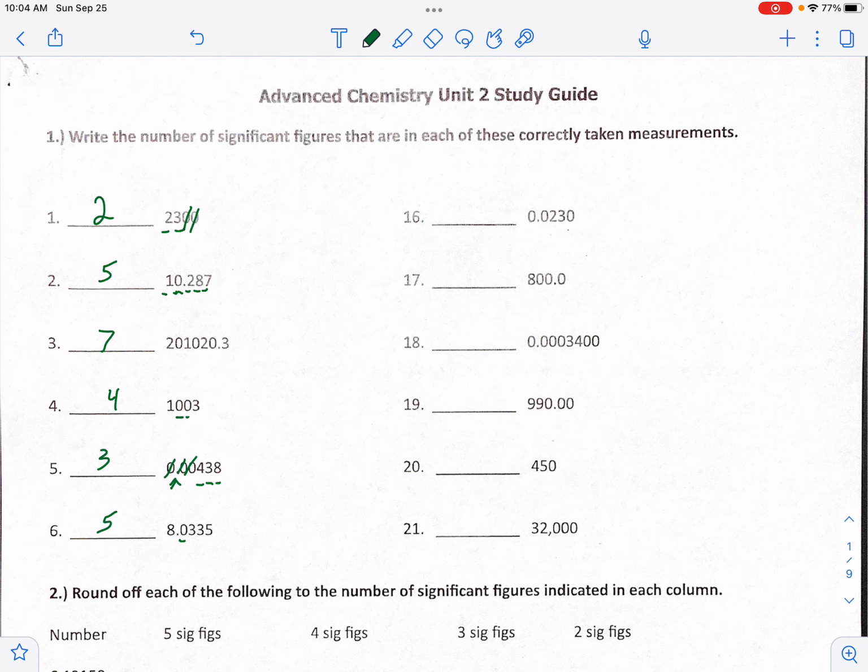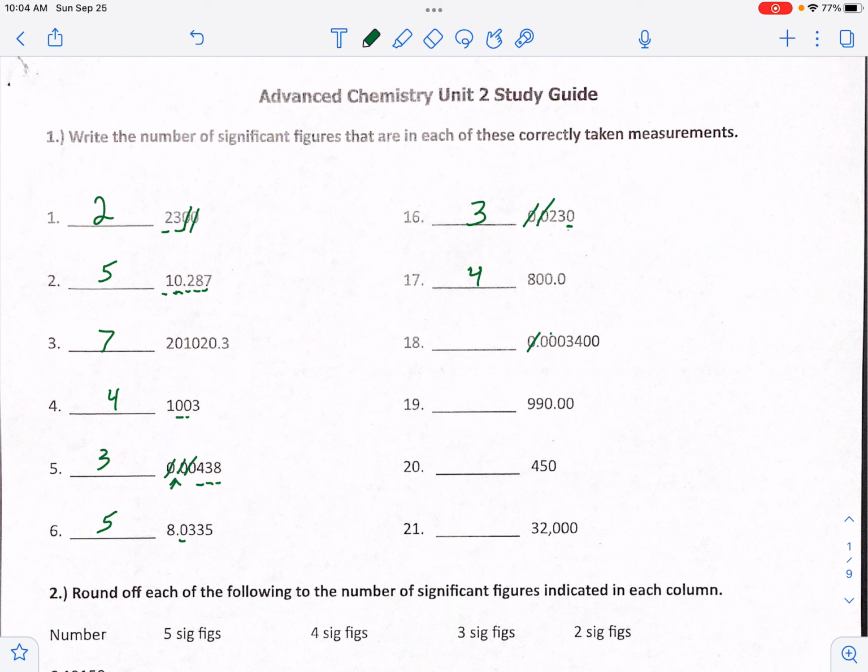Number 6, I've got both trailing and leading. So I'm going to look at these leading zeros. I'm going to cross those off because those never count. Now, since there is a decimal, this trailing 0 is going to count. So this is going to be 3. 17, I do have a decimal, so all these zeros are going to count. So this is going to be 4.